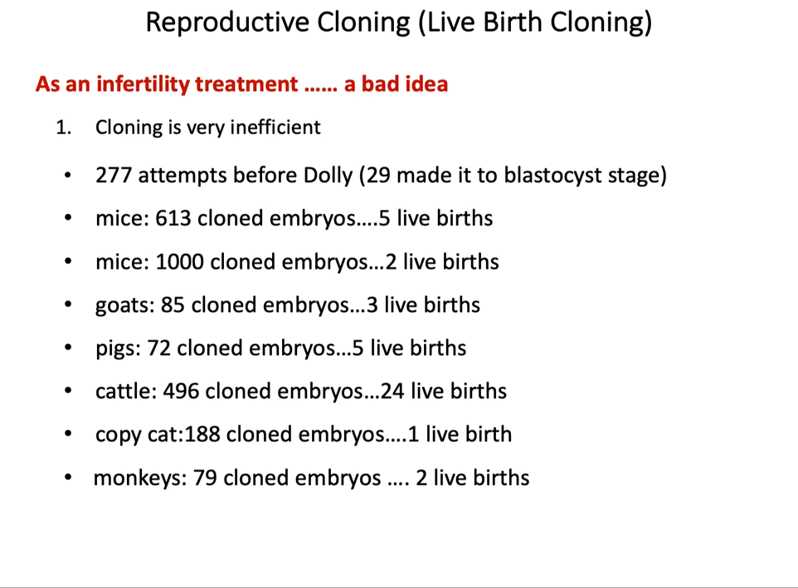And you can see here the inefficiency of cloning in other animals. In one study, it took 613 cloned mouse embryos before they got 5 live births, and in another, they had 2 out of 1,000. In a study on goats, they produced 3 out of 85, pigs 5 out of 72, cattle 24 out of 496, and CC, the only cloned copycat, only 1 live birth after 188 cloned embryos. And for the monkeys that were cloned a few years ago, only 2 were produced from 79 embryos. So it's a rather inefficient process, and it really doesn't make sense to use it as an infertility treatment.